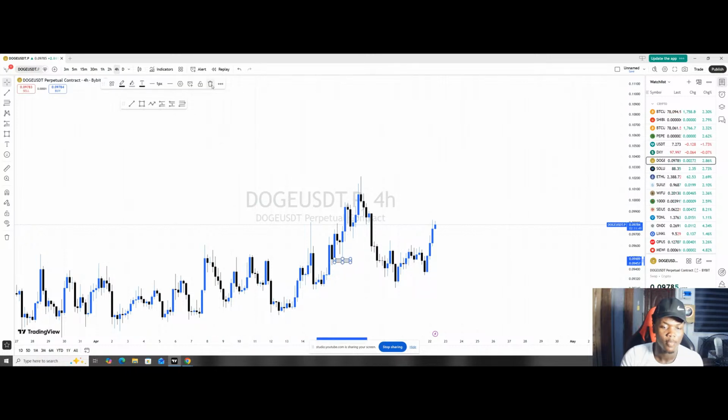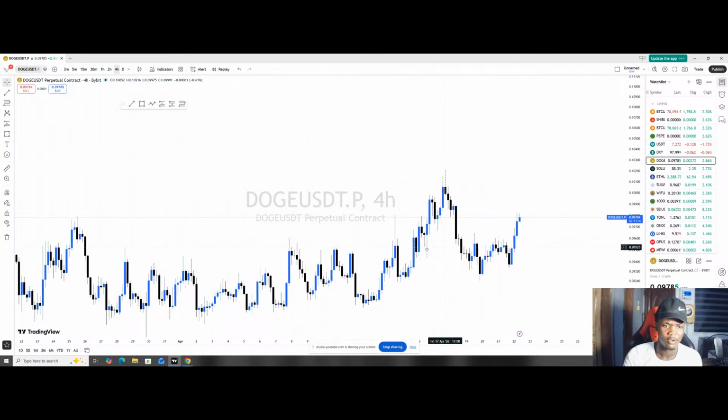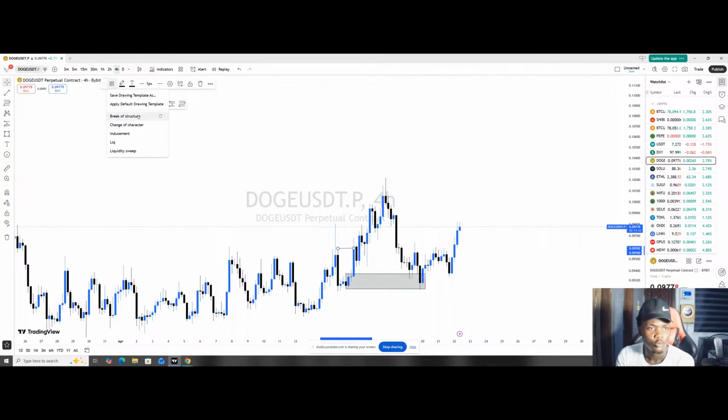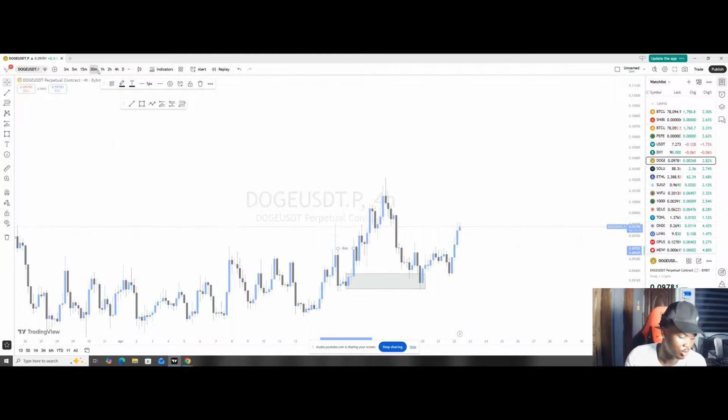So guys, as you can see on the 4 hour time frame, we are still bullish. Market is reacting from this point of interest. Now we have our break of structure right here. So now we are going to be looking to buy, sorry, to buy Doge.